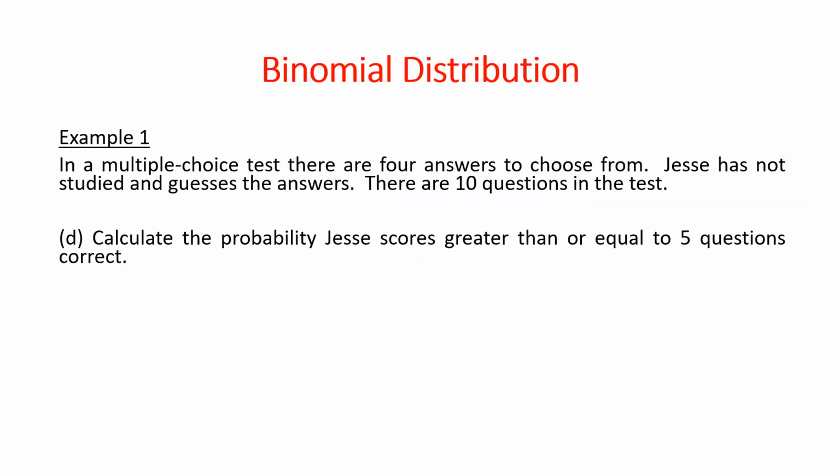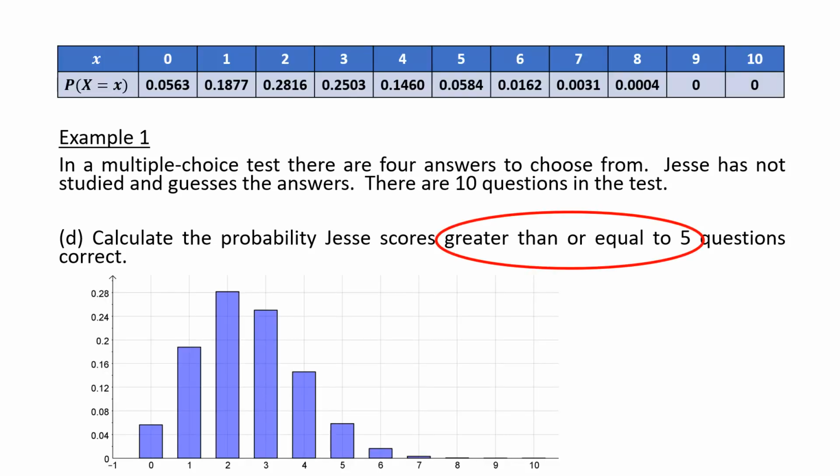Right, our last question, calculate the probability Jesse scores greater than or equal to 5 questions correct. Well, when I say greater than or equal to 5, I'm allowed to include 5, so I want 5, 6, 7, 8, 9, or 10.